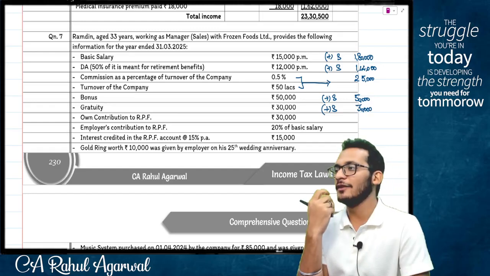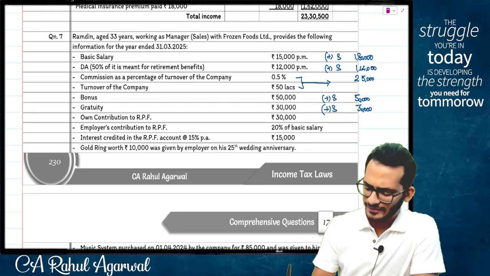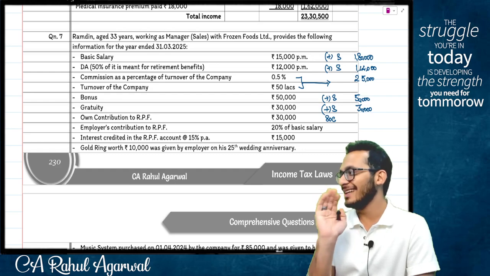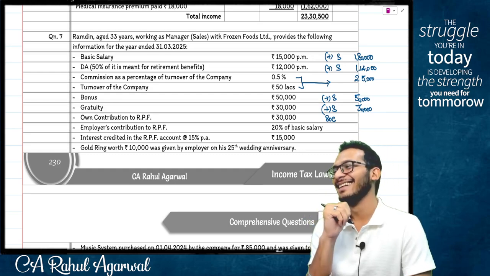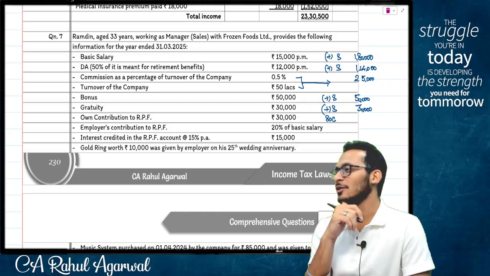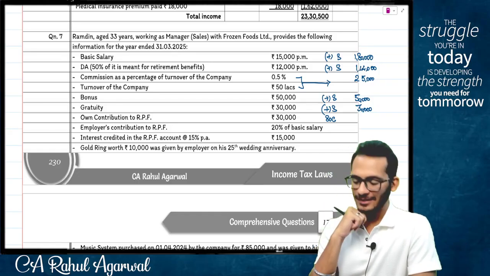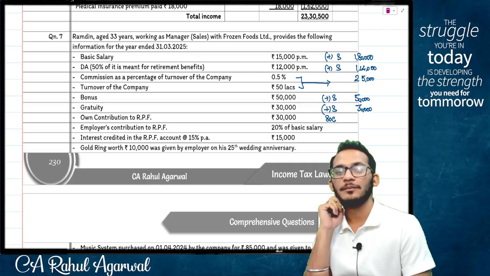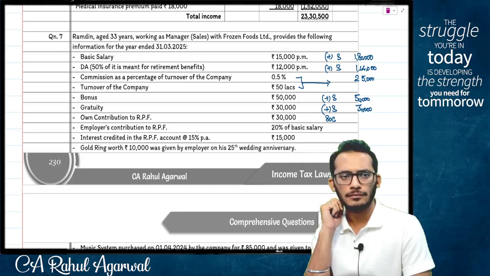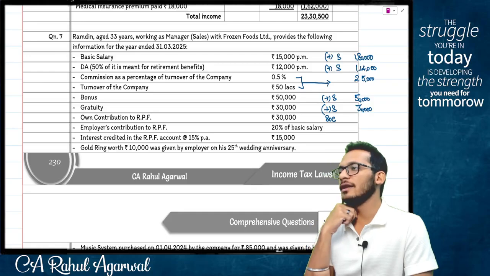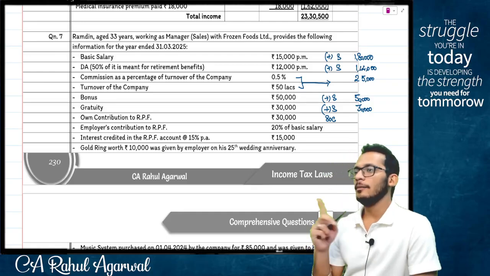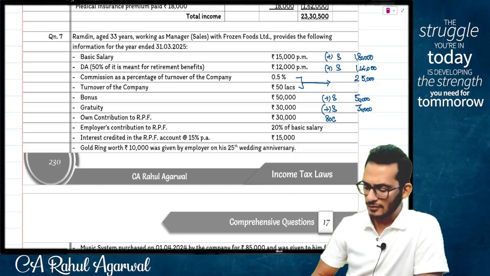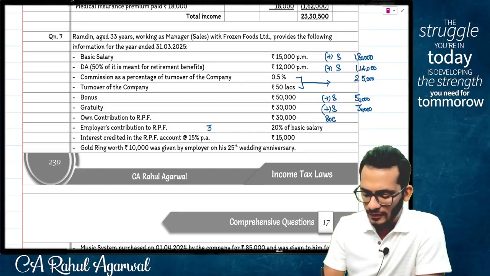Own contribution to RPF, 80C. People, mock 1 में तुम्हें 80C नहीं था. This is 80C. Question wants total income. Employer's contribution to RPF is 20% of basic salary. 12% is what is allowed. People, 20% of basic is what is contributed. So 20% of basic is 36,000. So I have contributed 36,000.